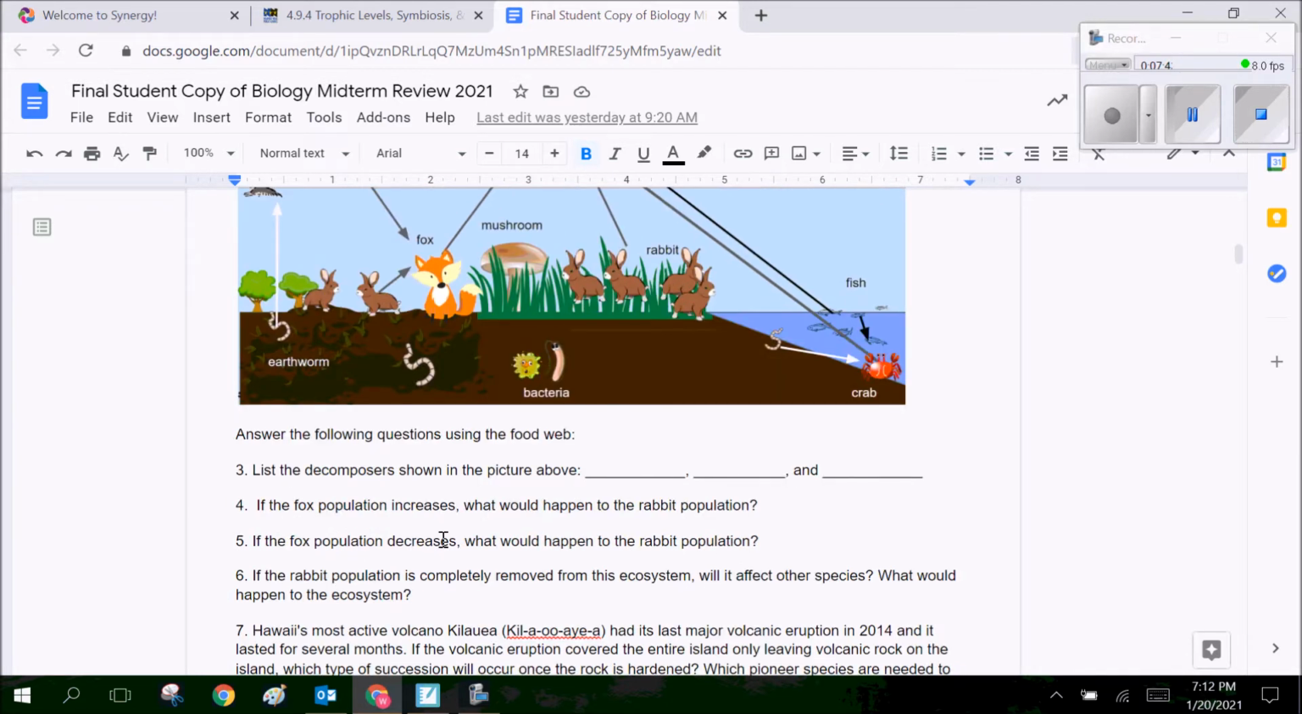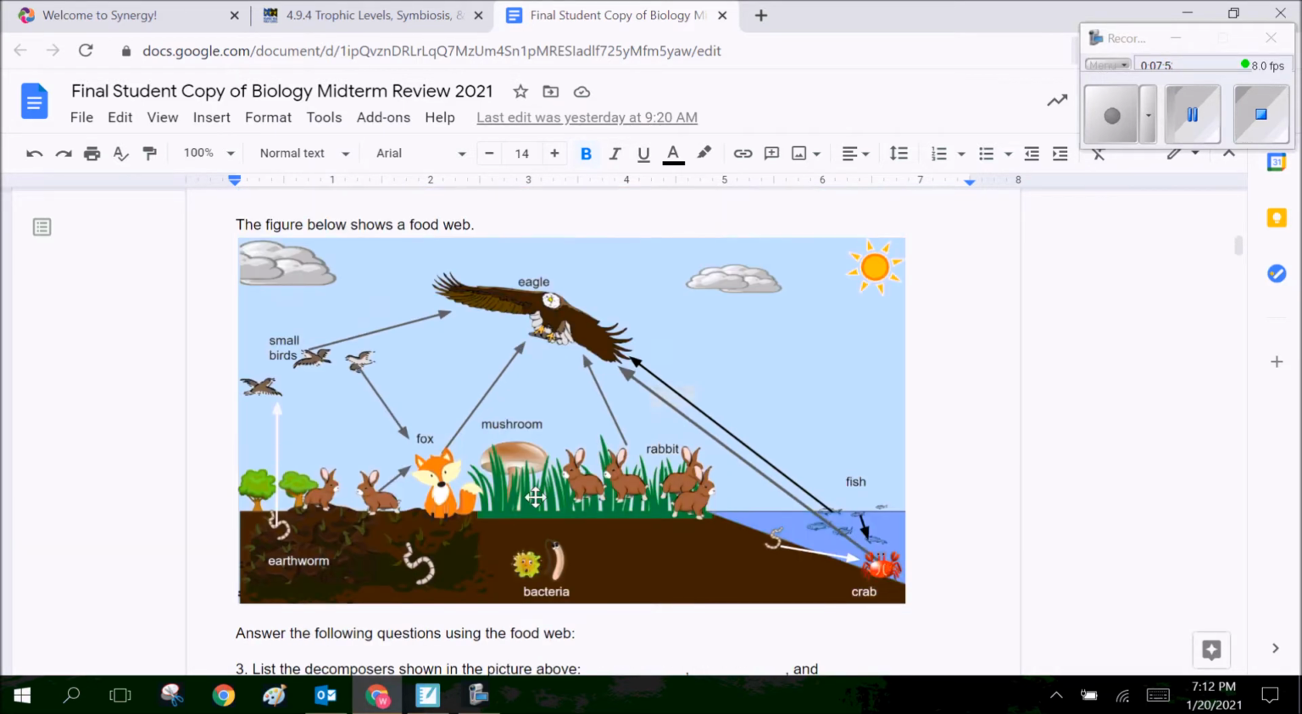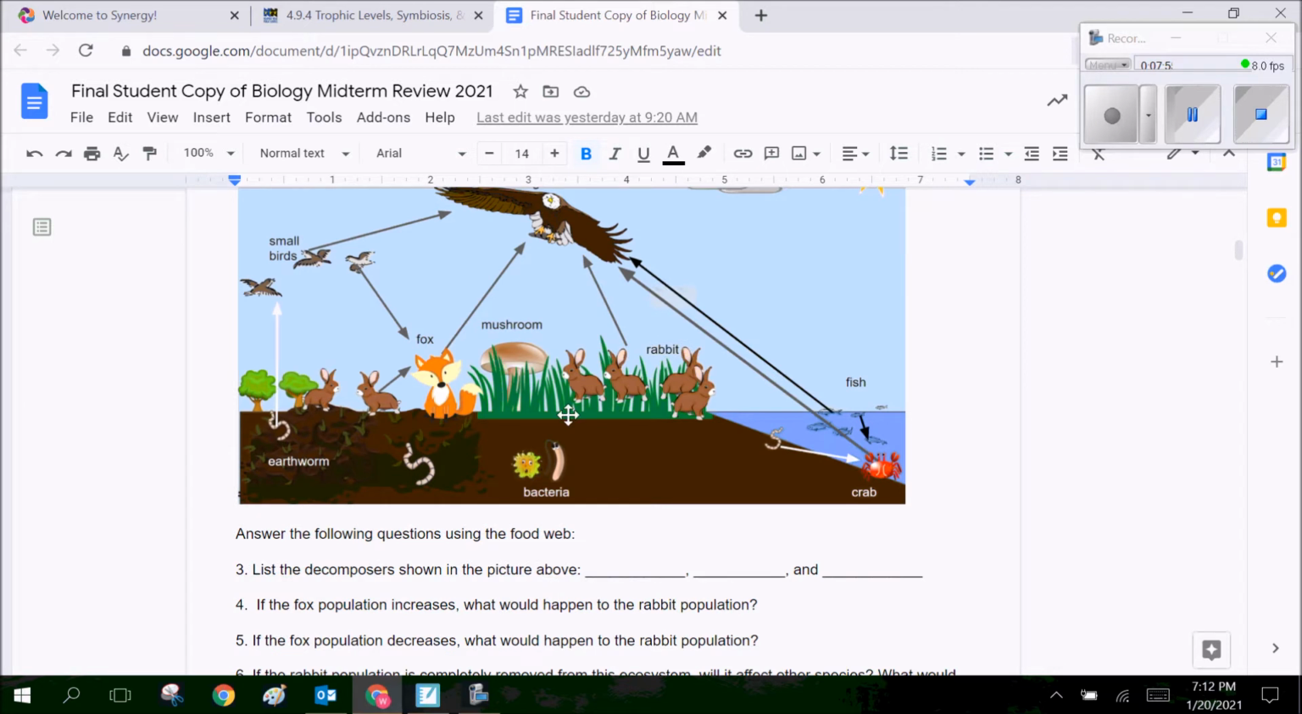If the fox population decreases, what will happen to rabbits? Well, since the foxes eat the rabbits, if the foxes go down, the rabbits will go up. If the rabbit population is completely removed from the ecosystem, will it affect other species? Absolutely. So the rabbits eat the grass. If the rabbits are all gone, the grass could grow up to huge proportions, right?